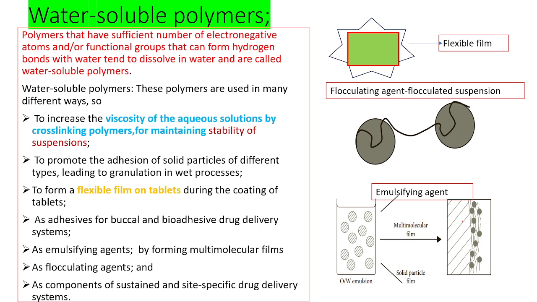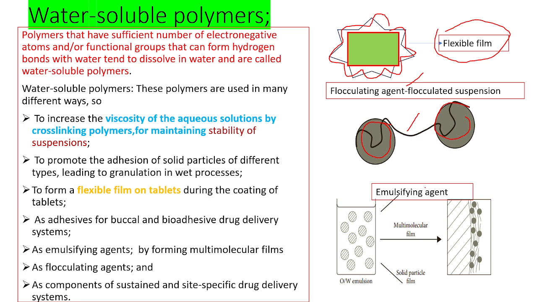The water soluble polymers have different uses in pharmacy. The first and foremost thing is that hydrophilic polymers, water soluble polymers, will form a flexible film around the tablet. If you want to coat the tablet, then it will form a flexible film. Next, the same water soluble polymers will act as a granulating agent. This is a polymer that can form a bridge between one solid particle and another solid particle.